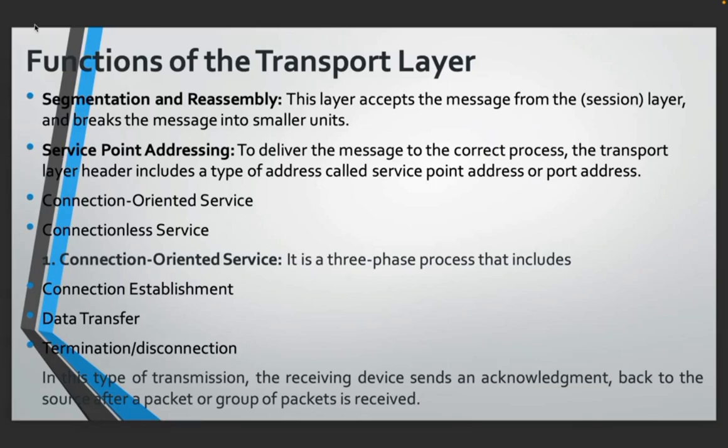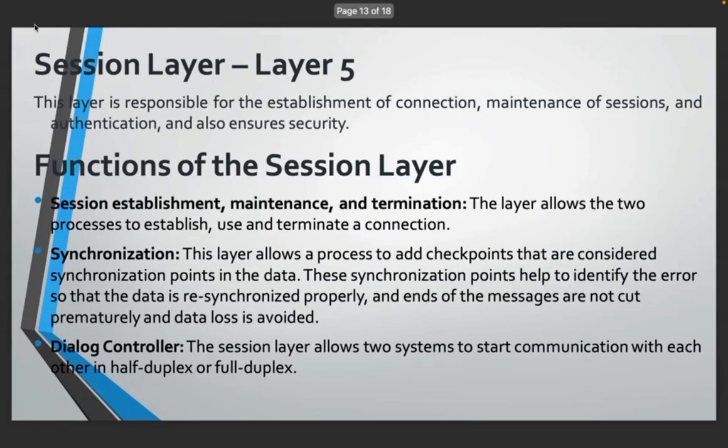Connection oriented service, connectionless service. Connection oriented service is a three-phase process that includes connection establishment, data transfer, and termination or disconnection. In this type of transmission, the receiving device sends an acknowledgement back to the source after a packet or group of packets is received.